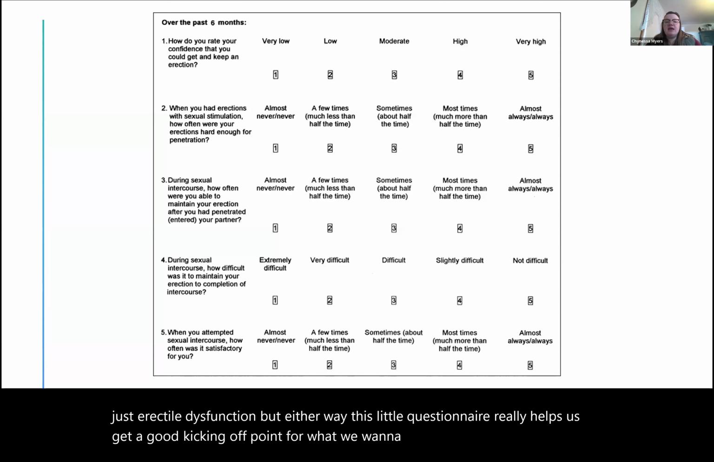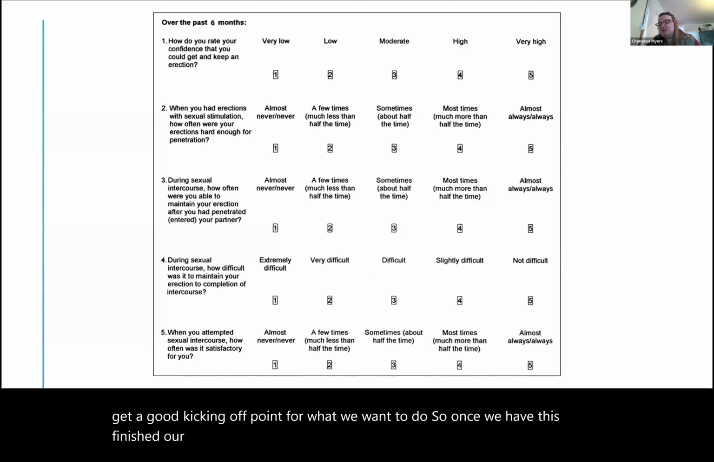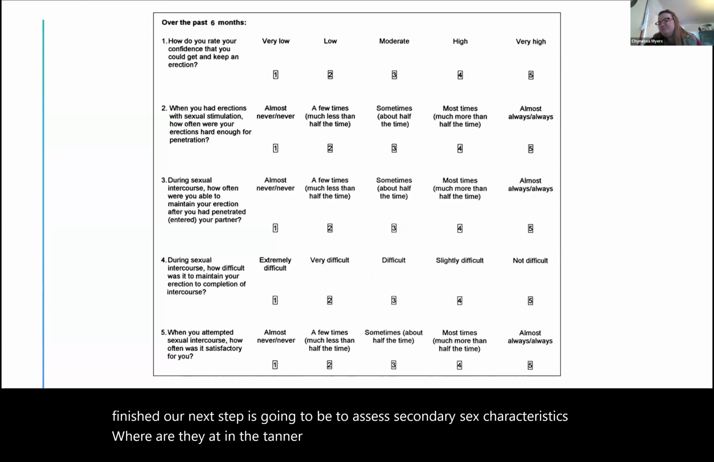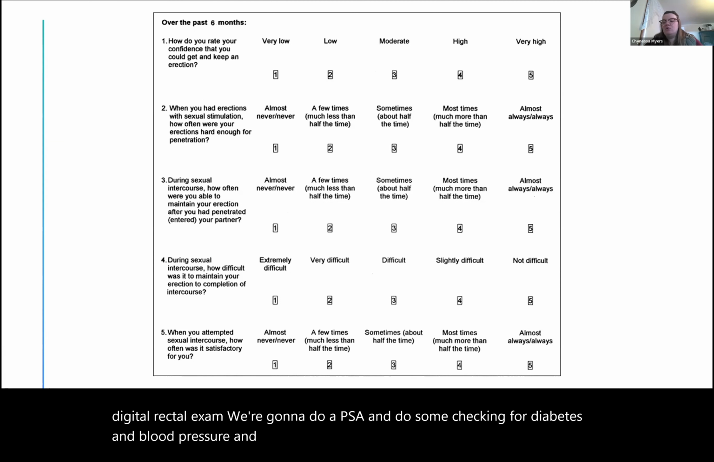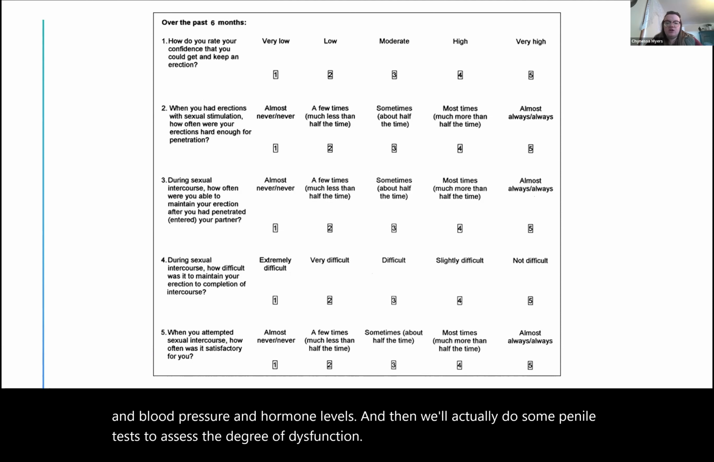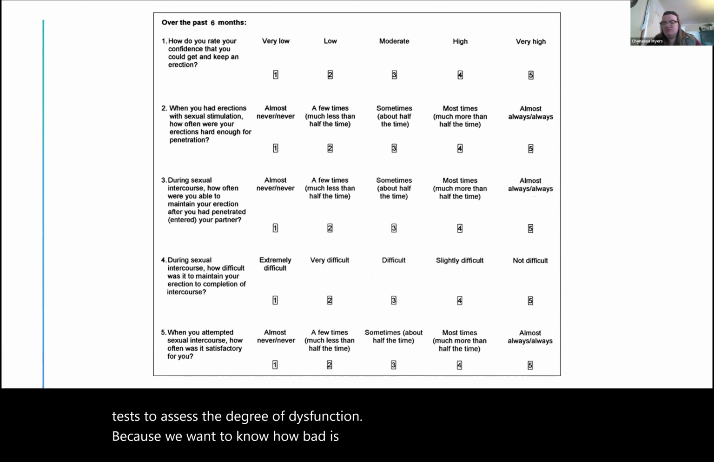Once we have this finished, our next step is to assess secondary sex characteristics. Where are they at in the Tanner stages? Are they able to give us any information about their sexual health history? We're going to do a digital rectal exam. We're going to do a PSA and do some checking for diabetes, blood pressure and hormone levels. And then we'll actually do some penile tests to assess the degree of dysfunction, because we want to know how bad this is and how much treatment it is going to need.